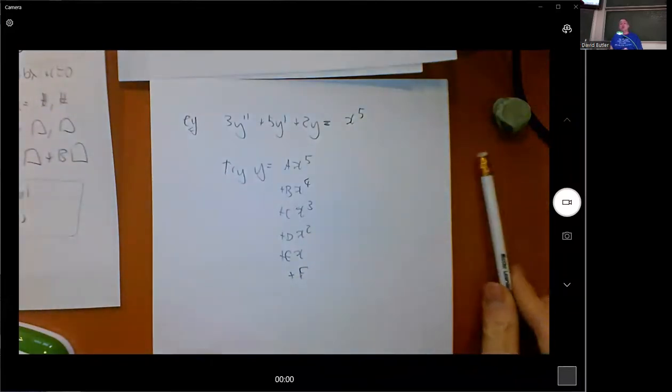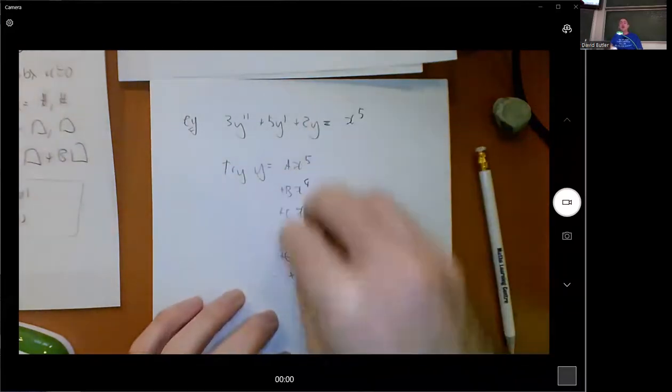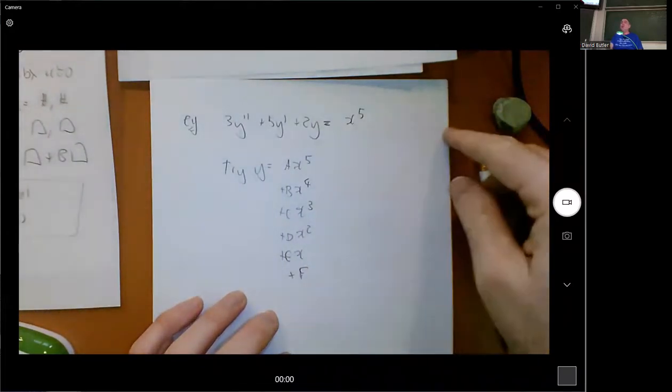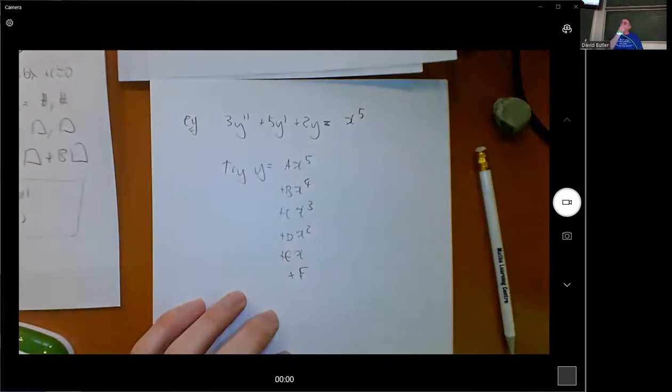So that's why when you have a power, you have to include everything below. So if I had other x to the 4s and whatever, they'd be covered by these ones anyway.